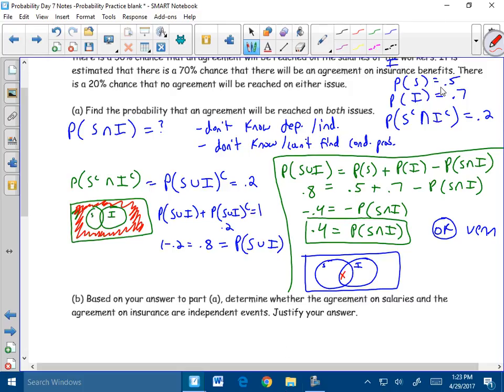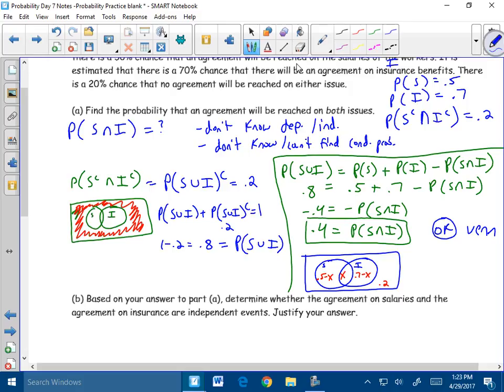Well, the probability of S is equal to 0.5, so that means everything in this S circle has to add up to be 0.5. So whatever this X is, that means that this has to be 0.5 minus X. And then if the total of the I circle is 0.7, that means that this section is going to be 0.7 minus X. And then I know that the probability of not S and not I, which as we've mentioned is this outside section, that's 0.2. And then we know from our earlier work with Venn diagrams that everything in the Venn diagram always has to add up to be 1.